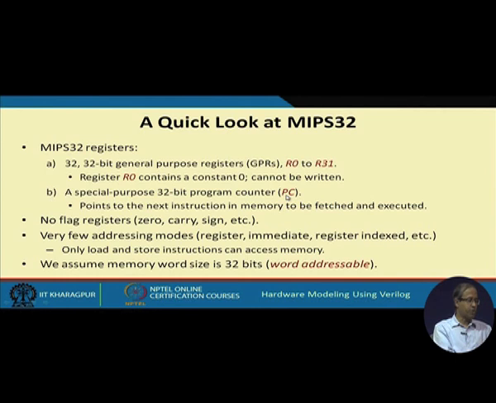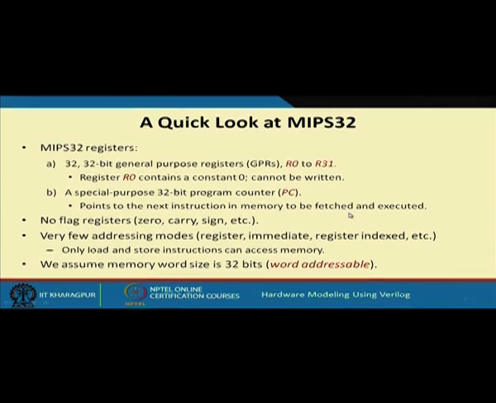There is a program counter which is also a 32-bit register, and as you may know, this is a register which always points to the next instruction in memory which is to be fetched. So, when an instruction is being executed, we have to fetch the instruction from memory, decode the instruction to see what kind of instruction it is, and then follow through the steps of execution.